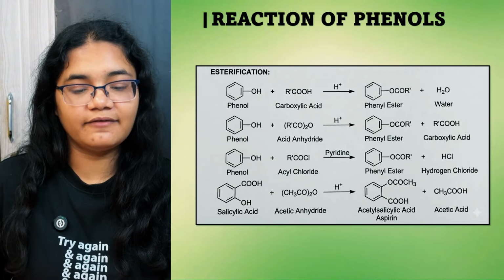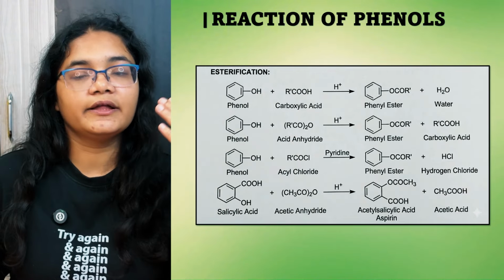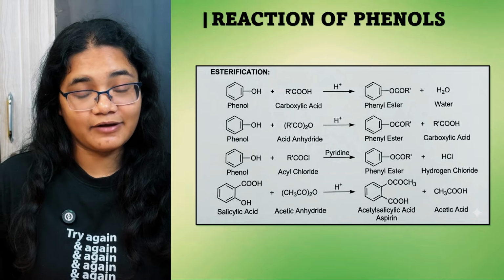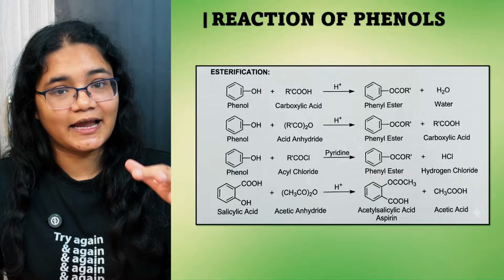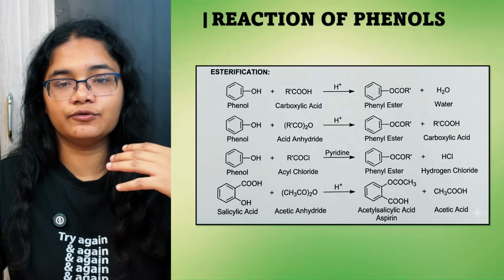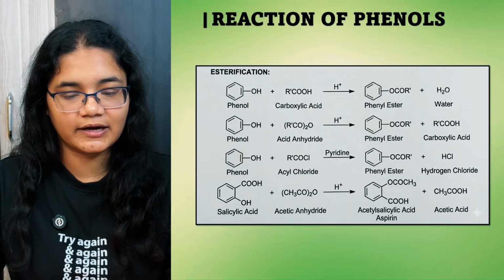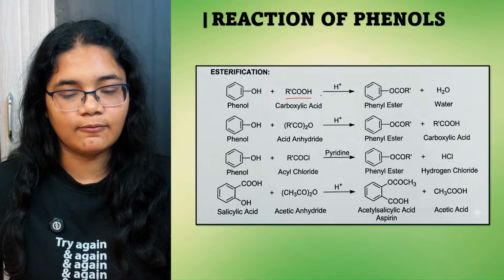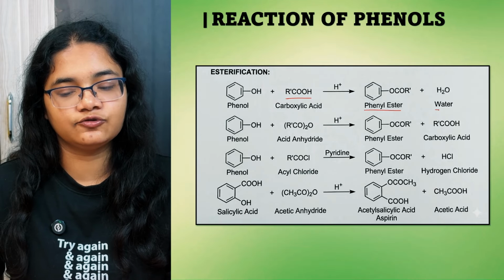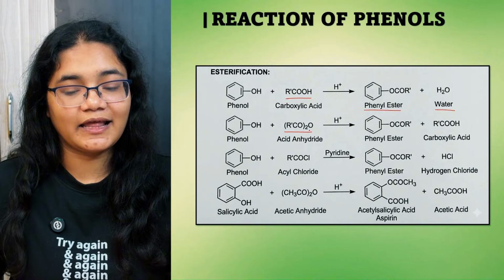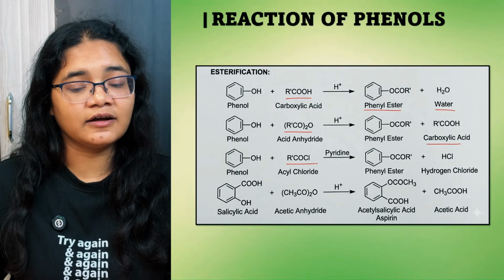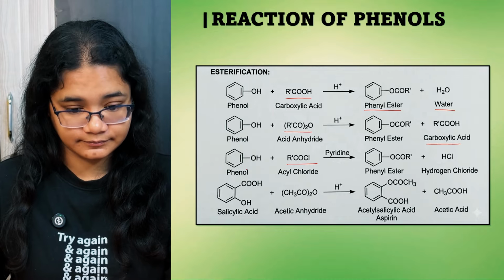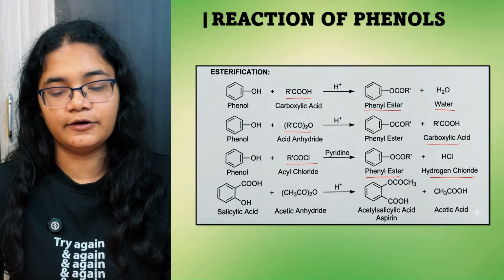Clear? Now we have esterification reaction. So how the normal alcohols, means aliphatic alcohols, can react with, I can say, carboxylic acids, acyl chlorides and anhydrides to give you esters. Similarly, phenols can also react. So phenols can first react with carboxylic acid to give you ester plus water. Phenol can then react with anhydrides to give you esters plus acids. Phenol can react with RCOCl or acyl chlorides to give you esters plus hydrogen chloride.